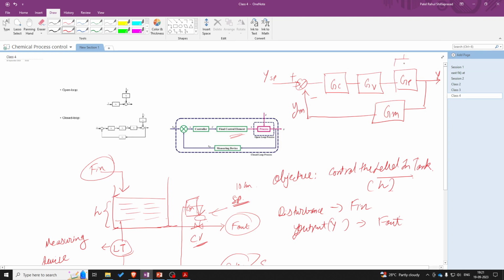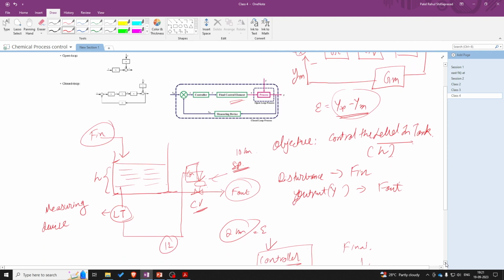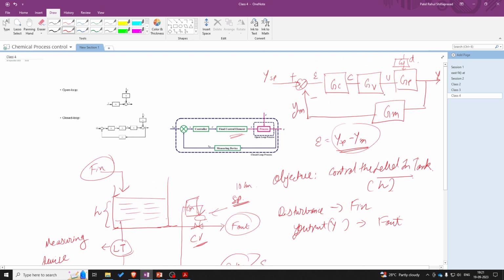Similarly, there will be a disturbance block function GD. So over here we will be calculating the error, which is equal to YSP minus YM, and on the basis of that we will be taking the control action C, and then we will be calculating the manipulated input U, which will be fed to the process. So this is a brief about the block diagram representation of a closed loop system. Okay, so this becomes a closed loop system.